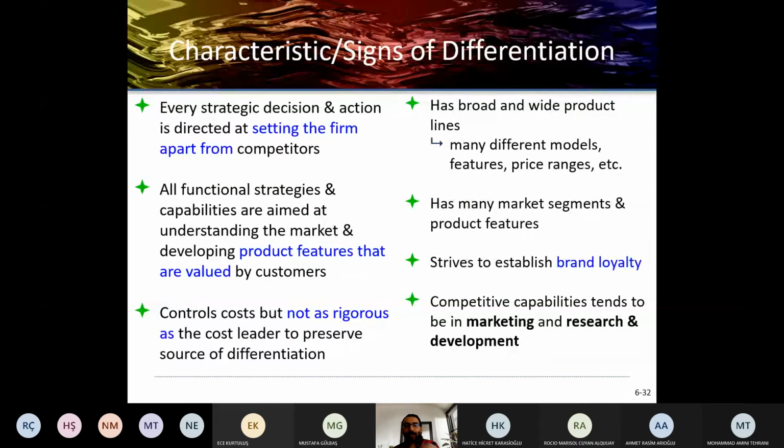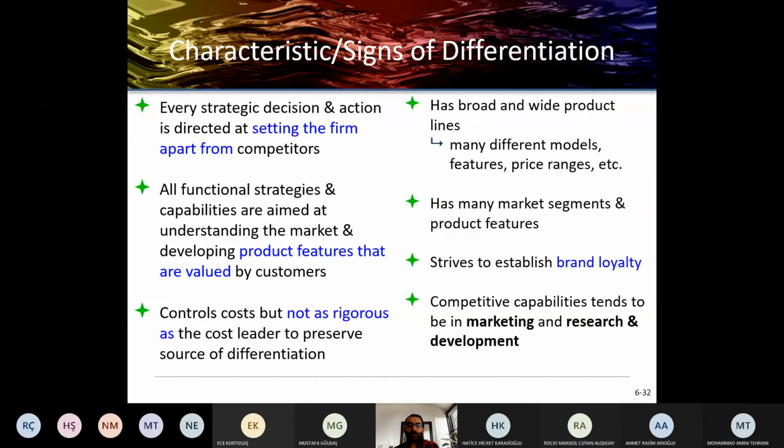So what kind of characteristics does differentiation have? It asks you to develop some new strategies and make you apart from your competitors, make you different from your competitors. Okay. How? You need to arrange all your functional strategies, all capabilities, aim to understand the market and develop some product features that are valued by customers. I mean, it's important to know what customers want, okay, and how they can value, how they can give you additional money, more money.